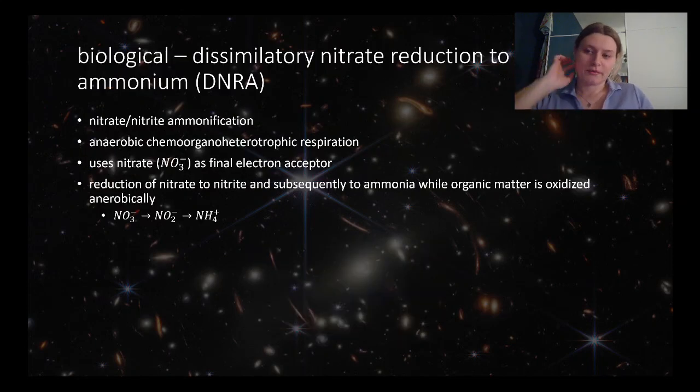The last one of the biological production of NH3 I'll be talking about is the dissimilatory nitrate reduction to ammonium, short DNRA, which is basically a nitrate or nitrite ammonification, and that is basically an anaerobic chemoorganoheterotrophic respiration. And that uses nitrate, NO3-, as a final electron acceptor. So basically nitrate gets reduced to nitrite and then to ammonia, while organic matter is oxidized anaerobically.